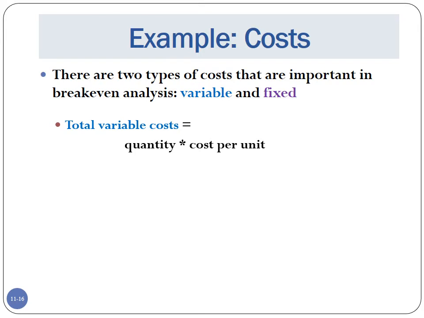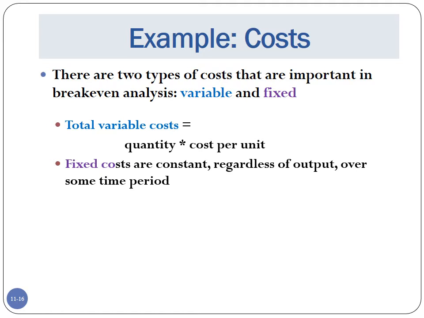The total variable cost equals quantity times the variable cost per unit. So you've got a variable cost per unit of 10 cents and you have 100, you've got $10 in variable costs, and if you've got 200, it's $20, so they are constant per unit. Fixed costs are constant overall, regardless of output over some time period. These are things like the repayment on a loan, or paying coupons on a bond, that kind of thing.